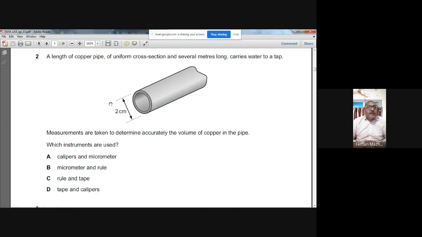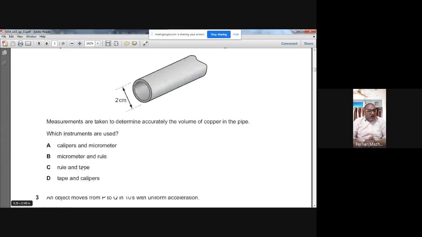We want volume to be measured. For volume, you need two things. You need the internal diameter and the external diameter, and you need the length, measurements taken to determine the volume of copper in the pipe. Which instrument? Okay. So you see, for internal and external diameter, the best instrument will be the vernier caliper. And this pipe is several meters long, so we will use a tape. So I think D is the choice, tape and the calipers. That's the best instruments, okay?